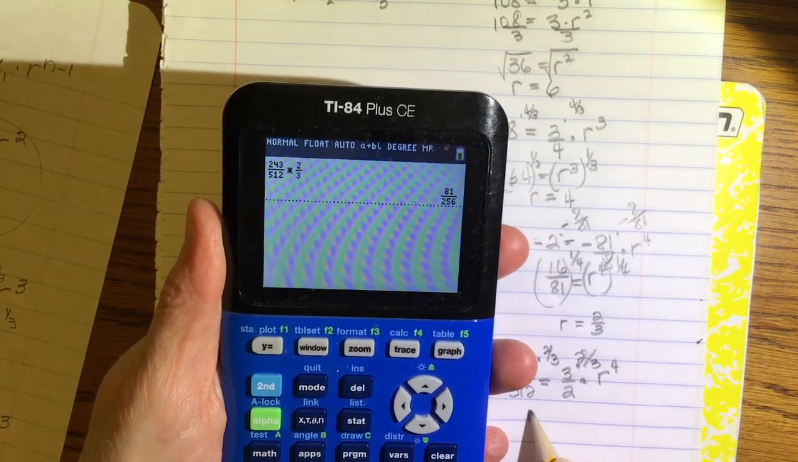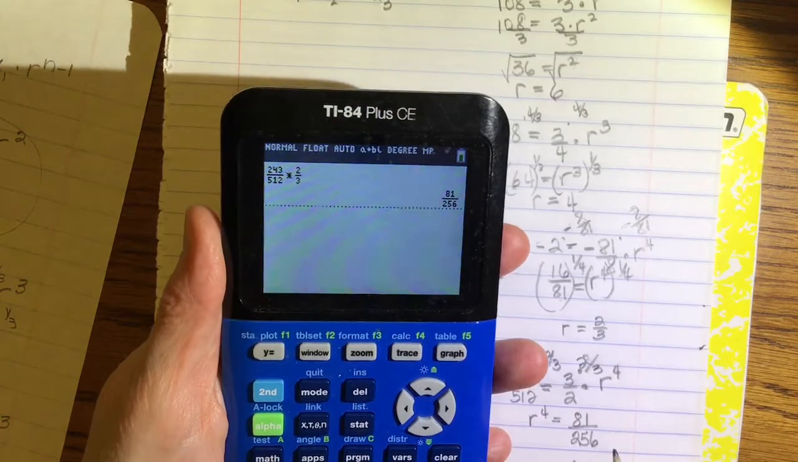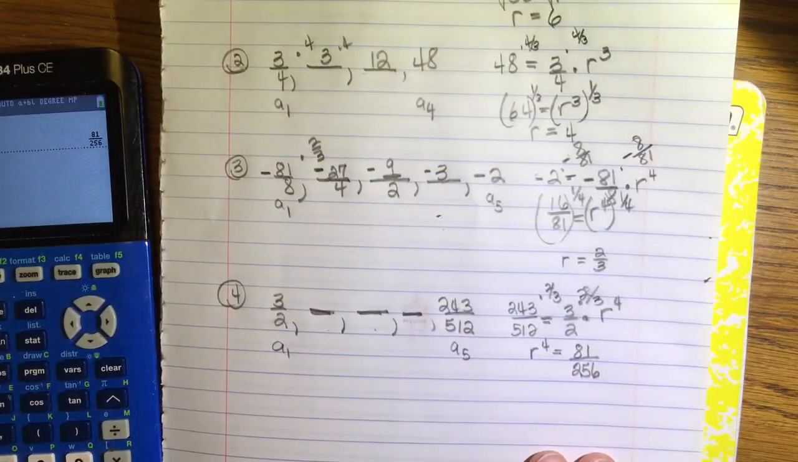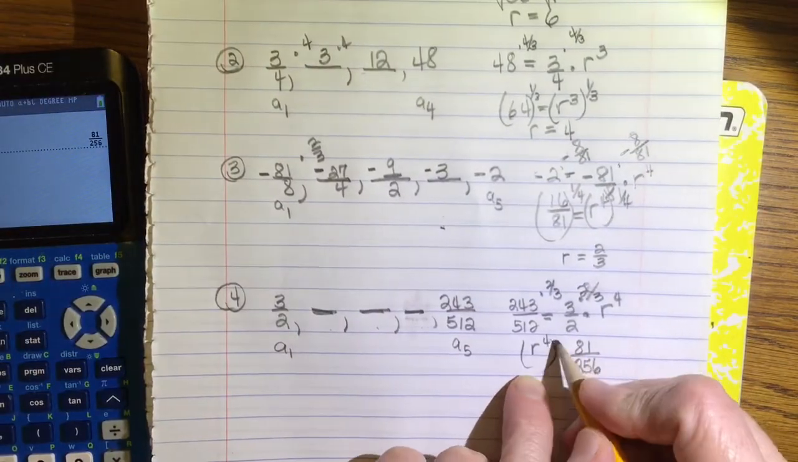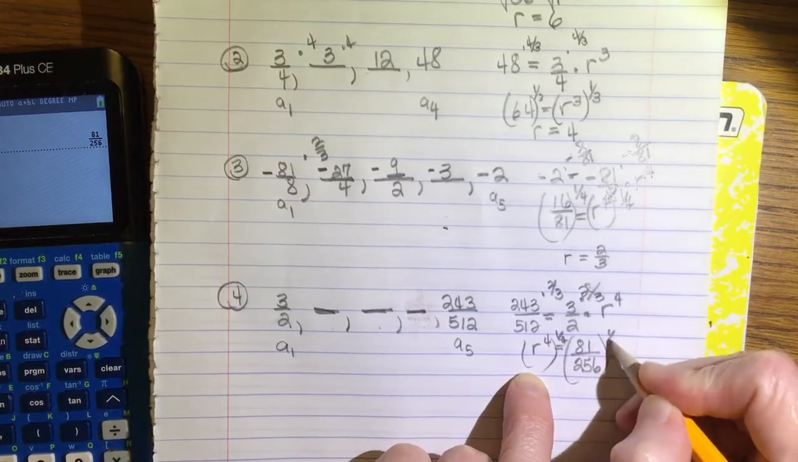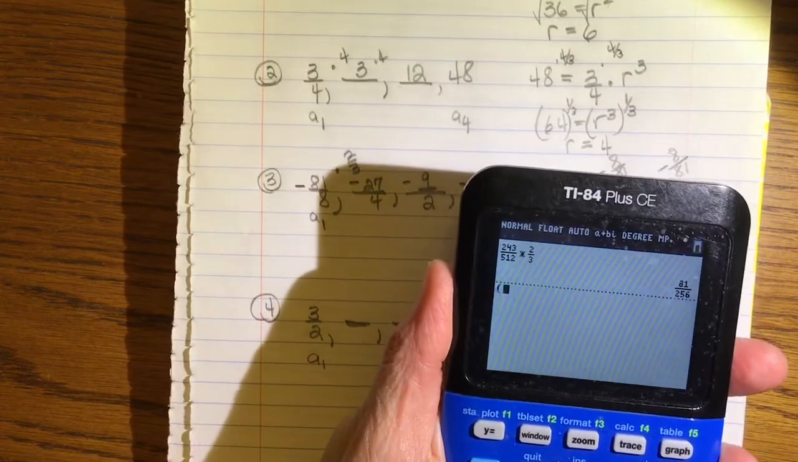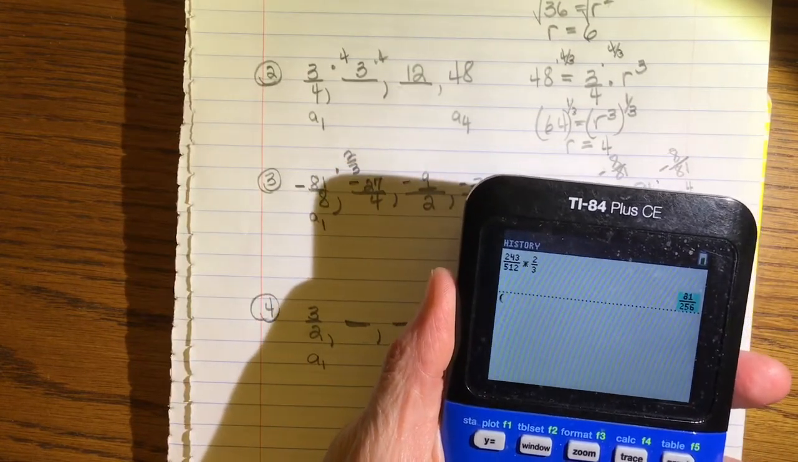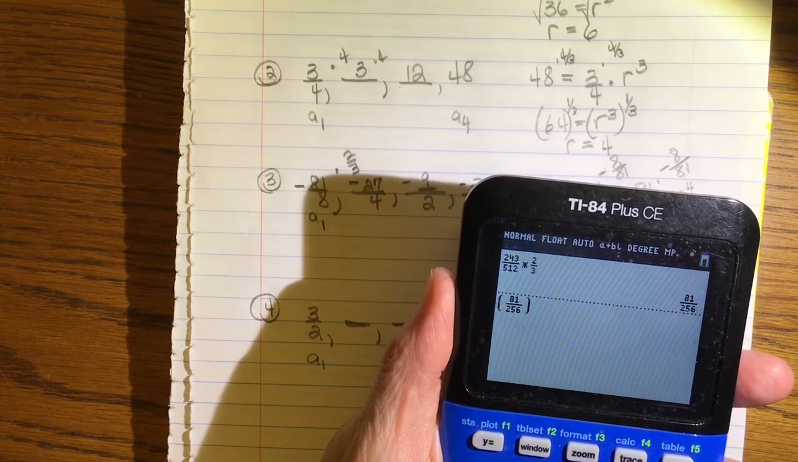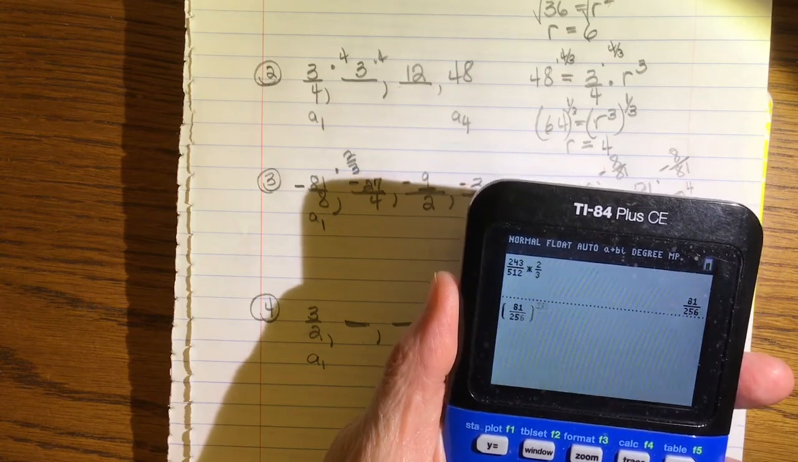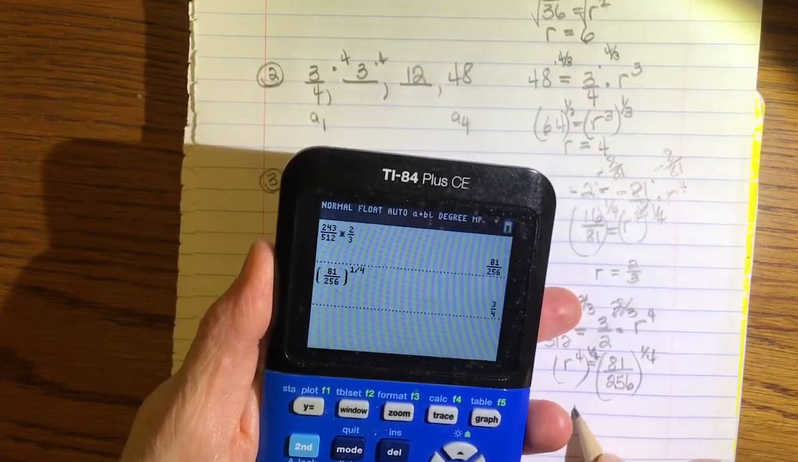So I've got r to the 4th is equal to 81 over 256. And both of those actually are perfect powers of 4, like numbers raised to the 4th power. So when I do the 4th root, I'm going to do 1/4. So I'm going to try something here. I'm going to do open parentheses. I'm going to copy that. Oh, it did it for me. I didn't know if it would do it or not. And close parentheses. And I'm going to raise that to the 1 divided by 4. And it gave it to me as a fraction. Awesome. r is equal to 3/4.